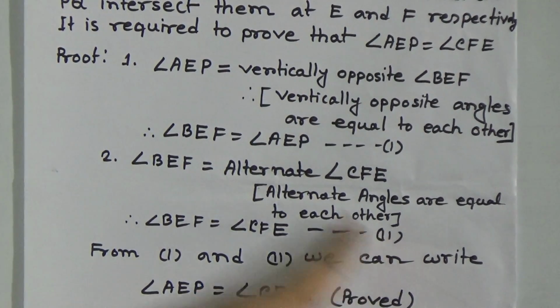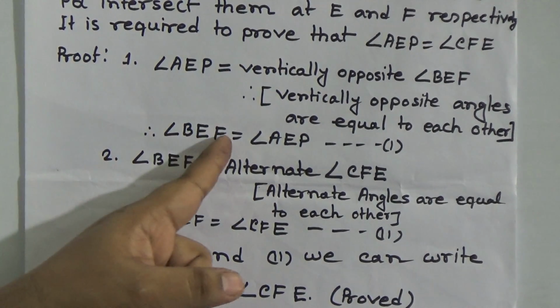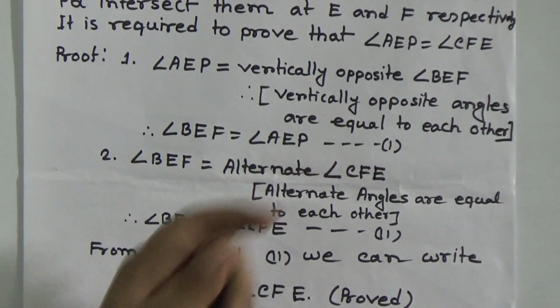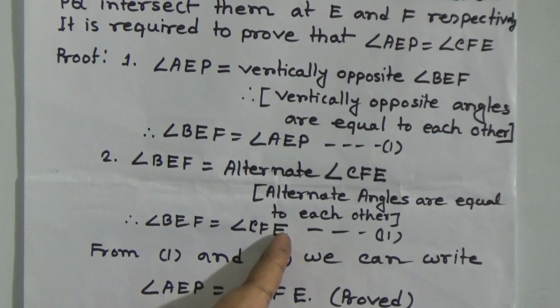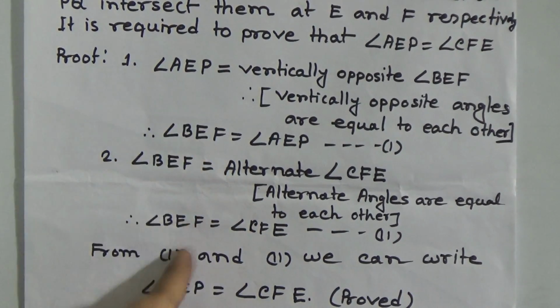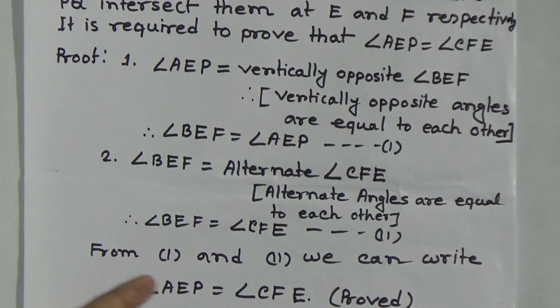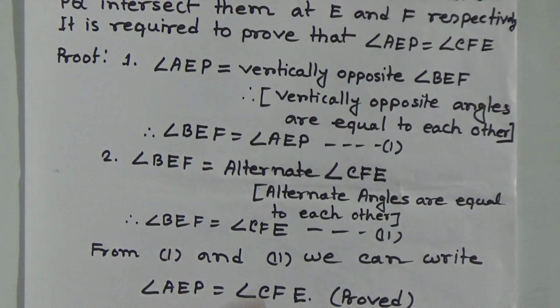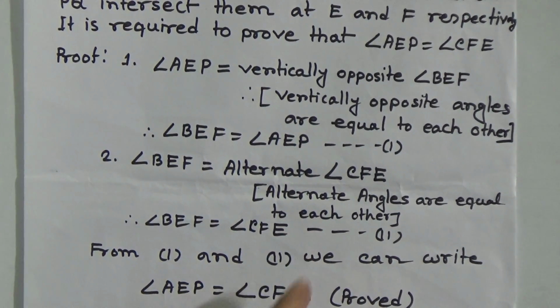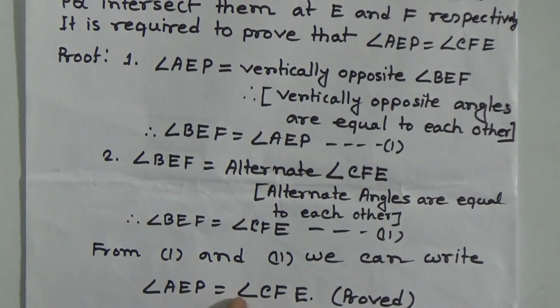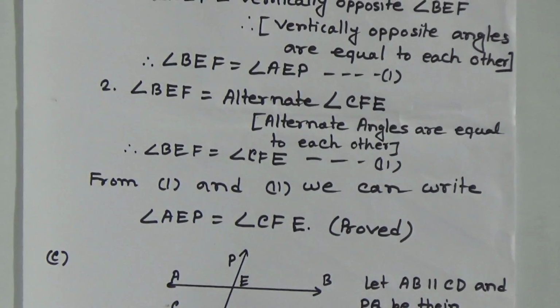So my dear student, notice this is angle BEF equal to angle AEP, and this is angle BEF equal to angle CFE. That means both left hand sides are equal. As the left hand sides are equal, we can write angle AEP equal to angle CFE. Notice, angle AEP equal to angle CFE. Proved. I hope you have understood.